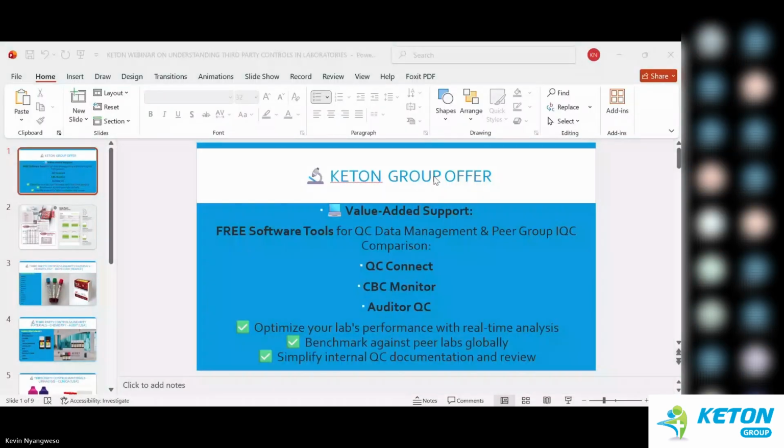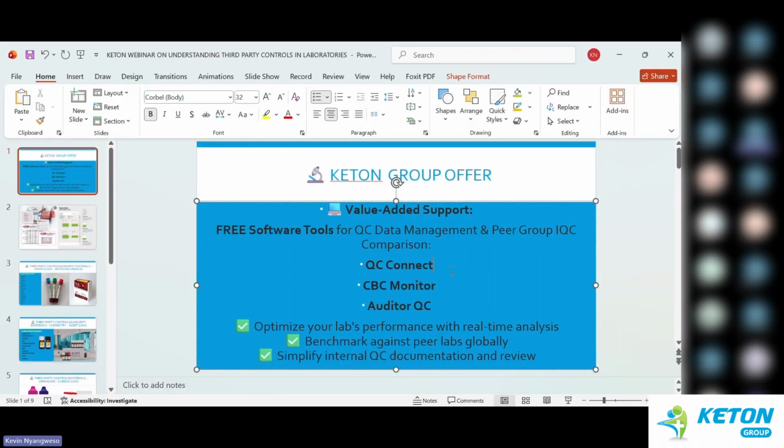Mine is from a Keton's perspective. What do we have in terms of third-party controls? What do we offer as a company? From the third-party controls, we offer value-added support, whereby when you buy quality controls from us, we give you free software tools to do your QC management, peer group, IQC comparison, just to see how your lab is performing in terms of QC vis-a-vis the other labs. You can do benchmark comparison, and also you can do internal documentation in terms of LJ review, if you want to do uncertainty of measurement, if you want to review your CV over time. So that is what Keton now comes in for you.